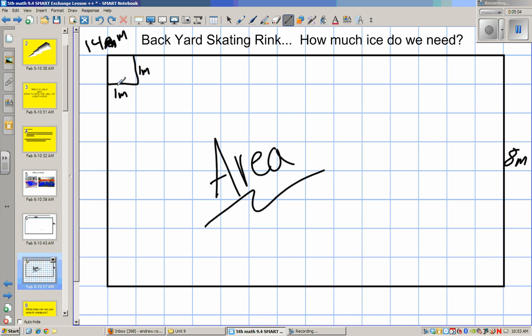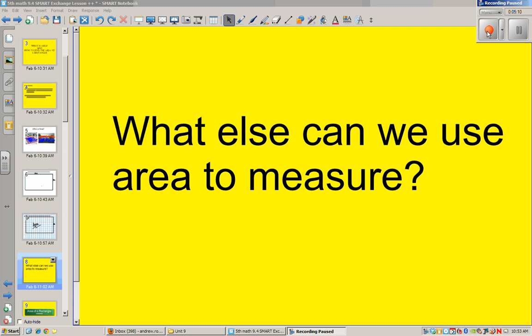We're going to measure it again with these square meters. So before we move on to figuring out how you find how many square meters there are, I want you to think about this question. What else can we use area to measure? We've talked about skating rinks, the flat surface of a skating rink, the flat surface of a backyard. What else can you use it to measure? Pause the video, come up with a few ideas. Write them down and you can talk with your teacher about them the next day.